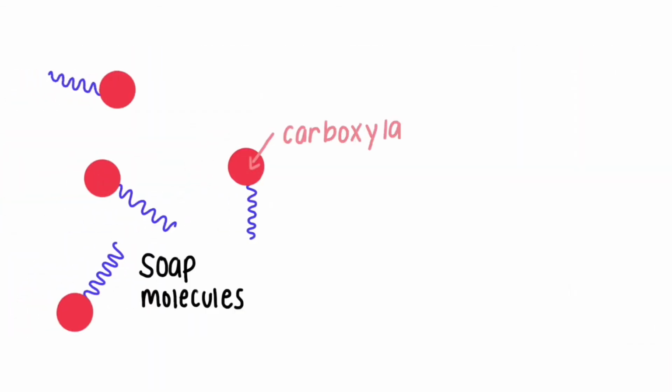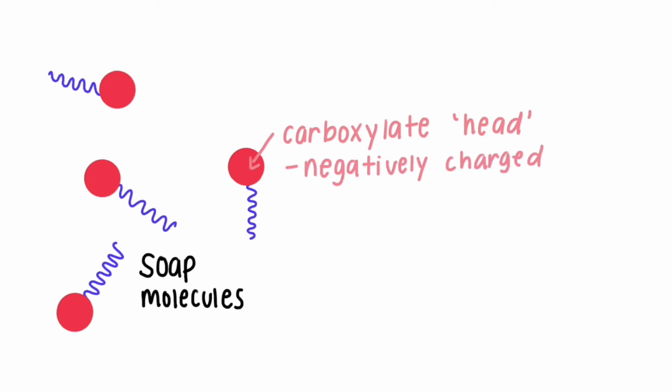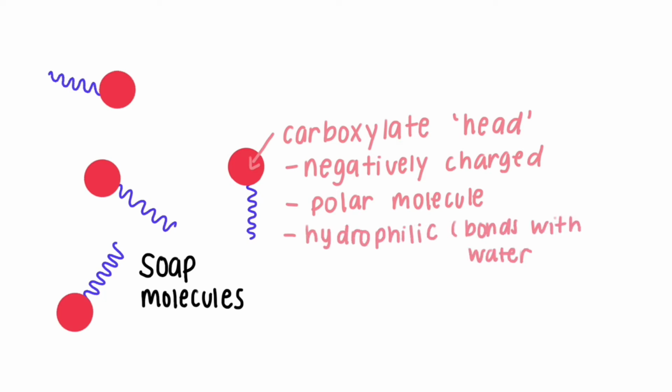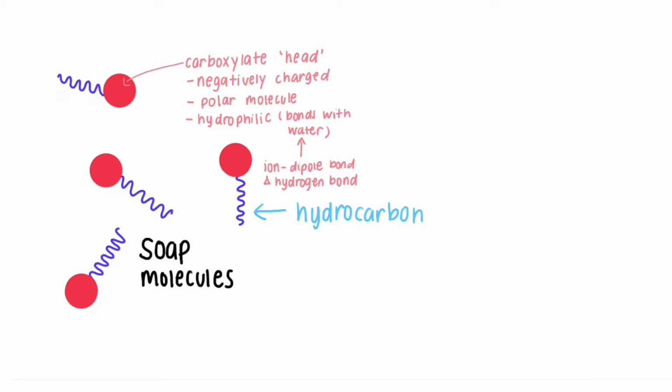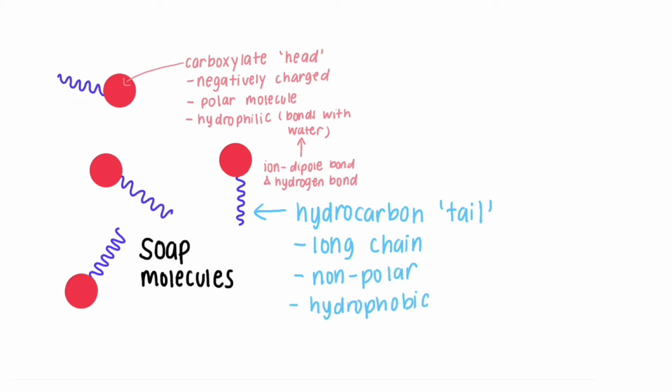Each soap molecule has a carboxylate head that is negatively charged, a polar molecule, and hydrophilic, which means it bonds with water through ion-dipole bond and hydrogen bond. At the other end, they have a hydrocarbon tail that is a long chain, non-polar, and is hydrophobic, which means it avoids water and bonds with oil and fat instead.